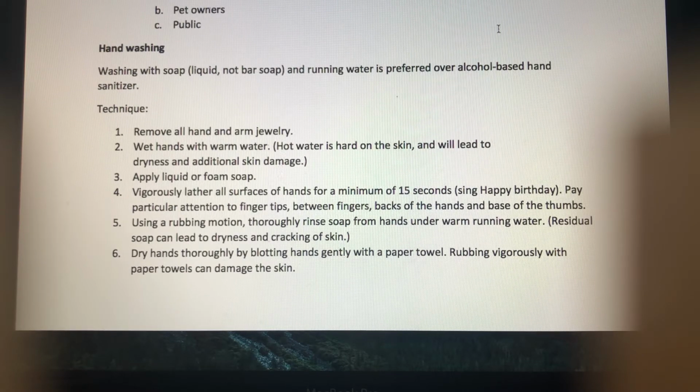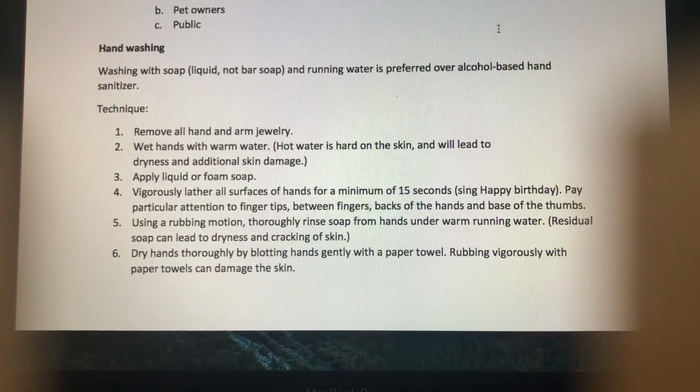So we want to make sure we're getting all those areas. We're not just doing a really quick back and forth motion. And then you want to continue doing those same motions while you're rinsing the soap from your hands under warm running water. If there's any soap remaining, that can lead to dryness and cracking of the skin too. Who knew, right? Hand washing seems like such a simple thing, but there are ways to do it correctly and incorrectly where you could be causing damage, honestly.